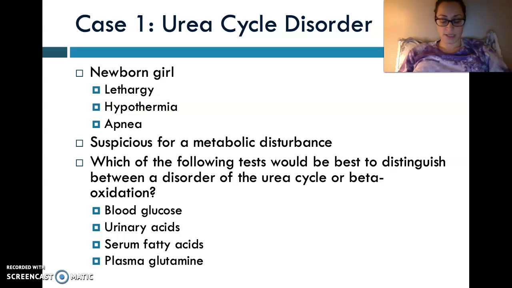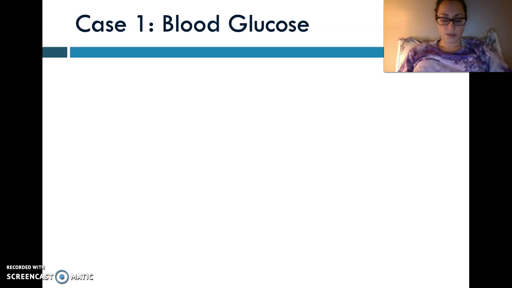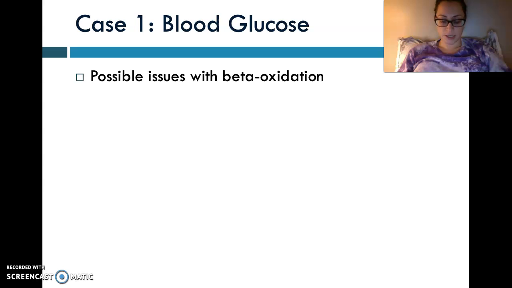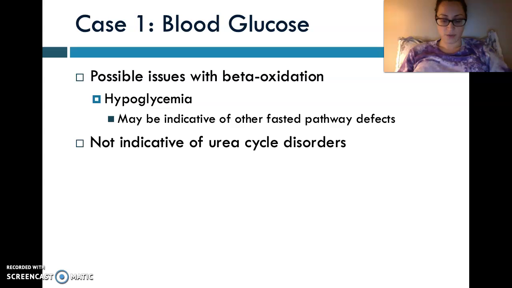Let's go over the incorrect answers first. Blood glucose levels would be able to determine if there may be an issue with beta oxidation. Defects in the beta oxidation pathway, like any fasted state condition, will cause glucose levels to be lower than normal. Because hypoglycemia is not a test specific to beta oxidation deficiencies and is not a tool used in assessing for urea cycle disorders, this answer is incorrect.